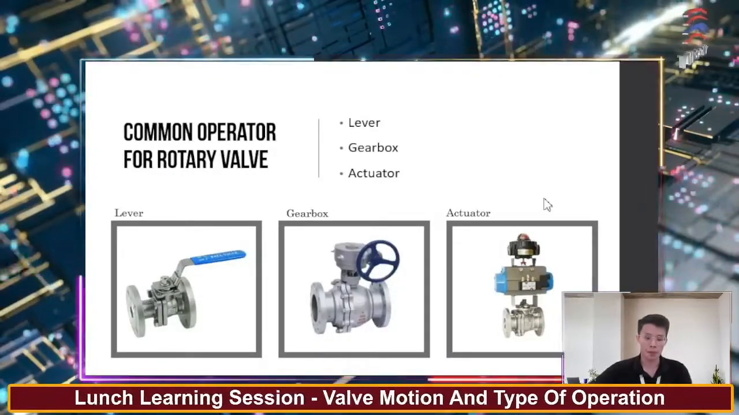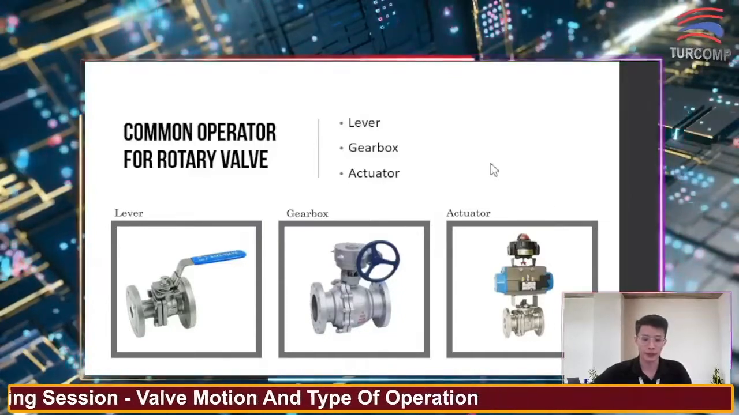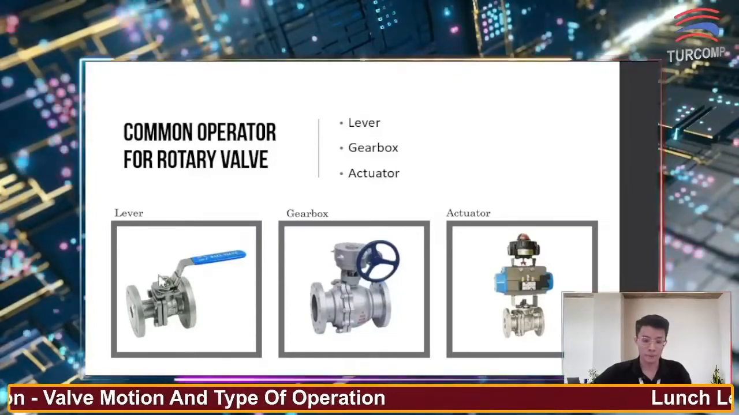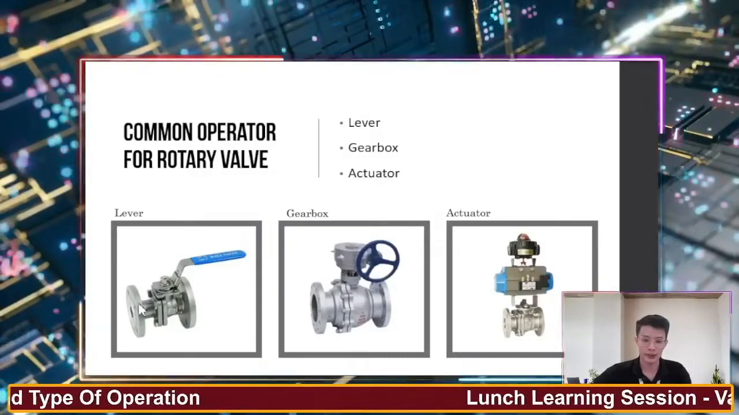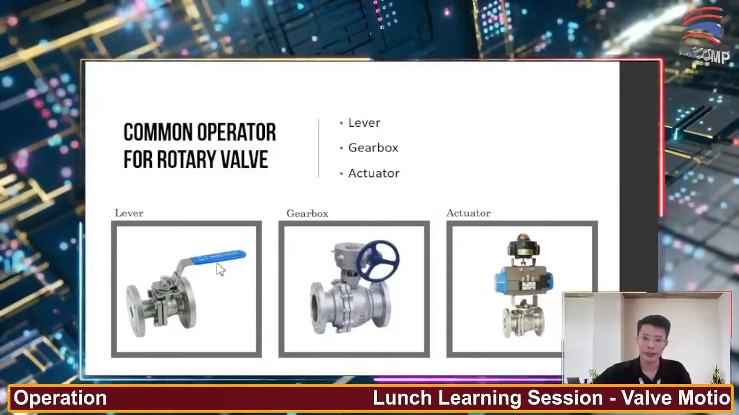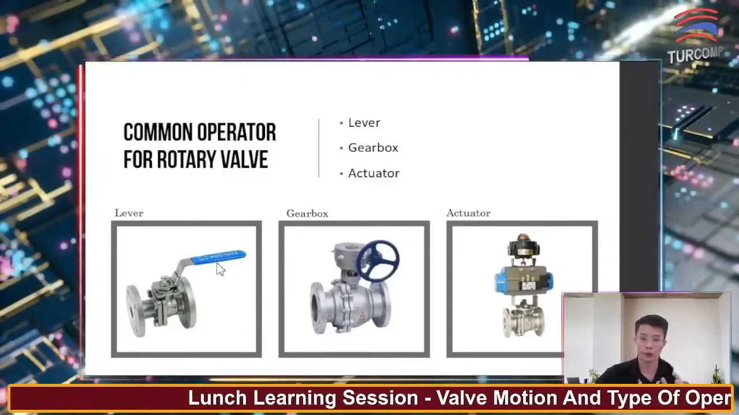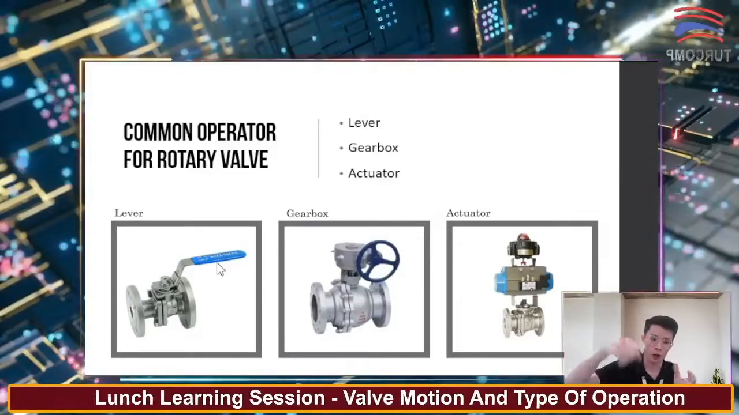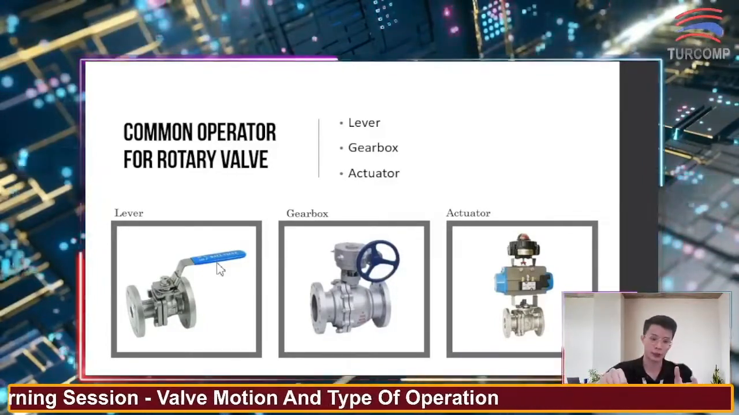Next are the common operators for a rotary valve. There are three: one is the lever, one is the gearbox, and another one is the actuator. The lever type is normally for a small size valve, when the torque required is not very huge. We can just hold the lever, rotate 90 degrees to open, or rotate another 90 degrees to close it.